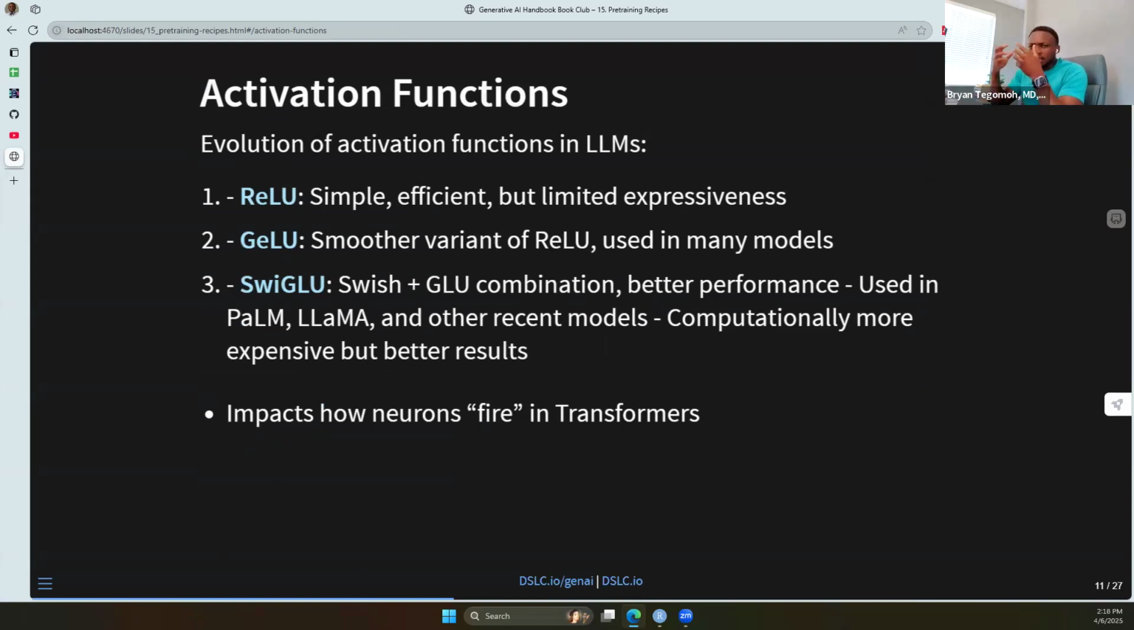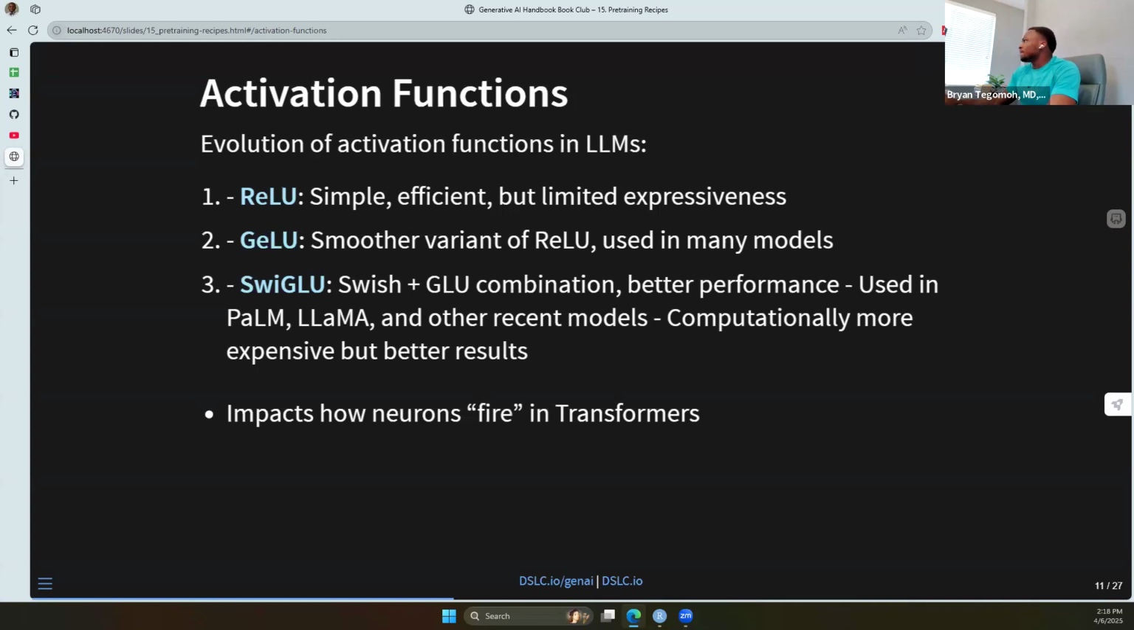So an example is being able to think about how neurons typically fire in the human brain. A good analogy here is to think about how a typical neuron would fire in the human brain. It's the same with how that works in transformers.